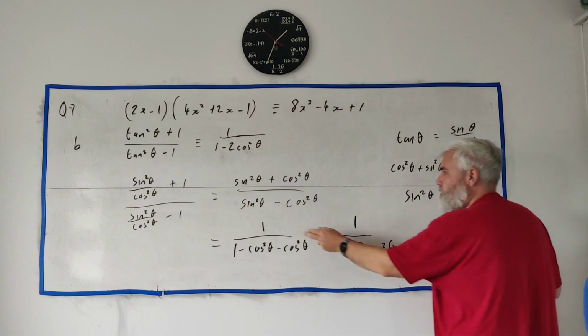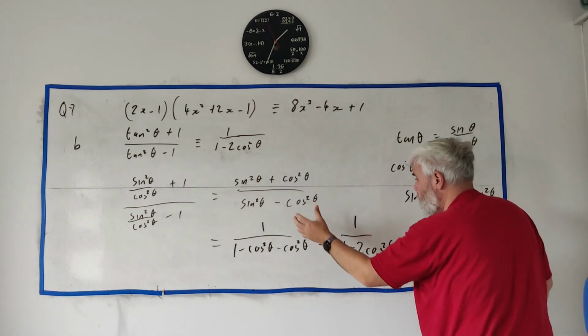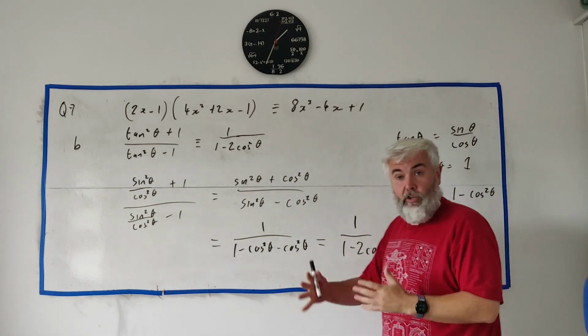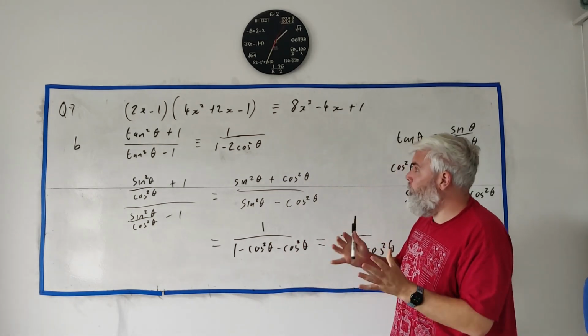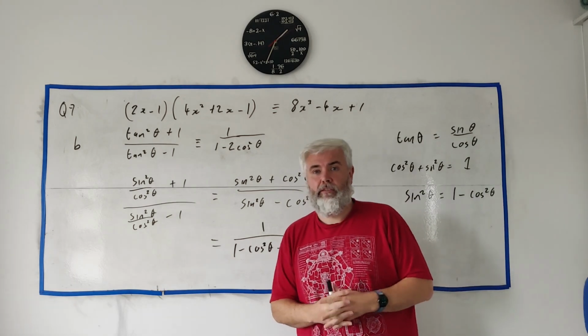If you get a sine squared, you can just put in 1 minus cosine squared. If you get a cosine squared, you can just put in 1 minus sine squared. So this comes up all the time. Okay, anyway, we've proven part B. I'll clean this off and we'll do the real meat of this question, part C.